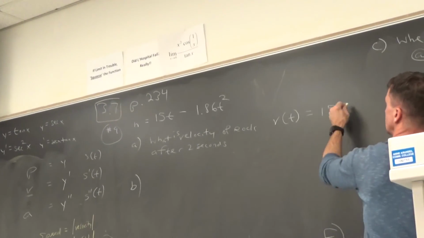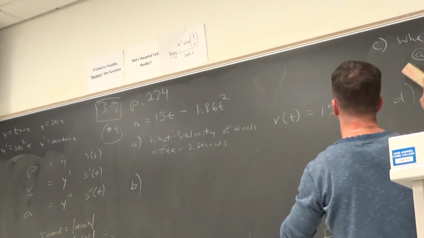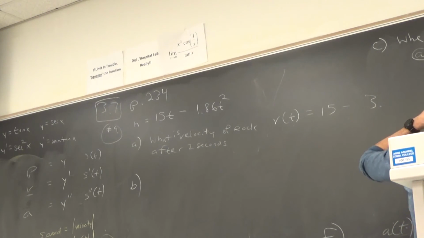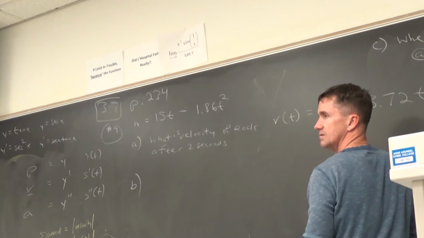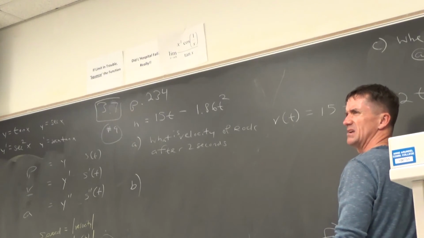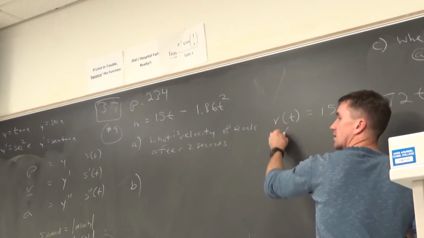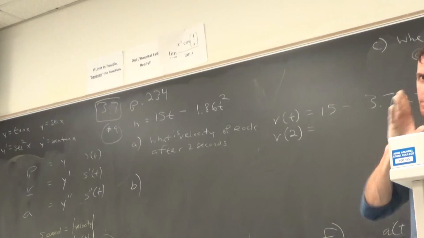And you get 15 minus, what's that derivative? 3 point what? 7.2? Is that right? Agree? Cool. Now how do you find the velocity at 2? Just put a 2. And what's good notation? V of what number? 2. Or as you said, Art, h prime of 2.